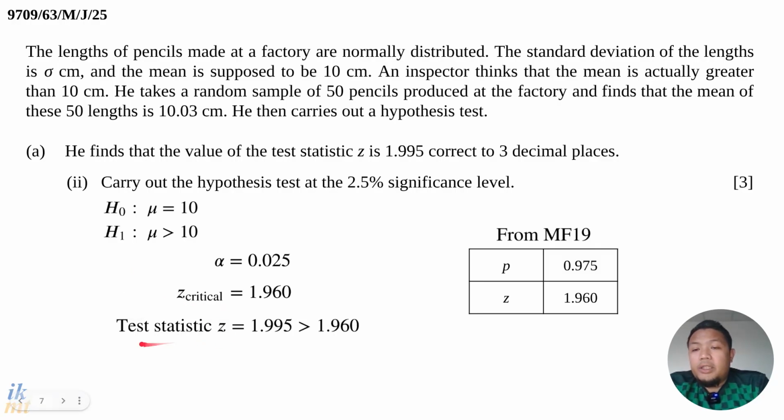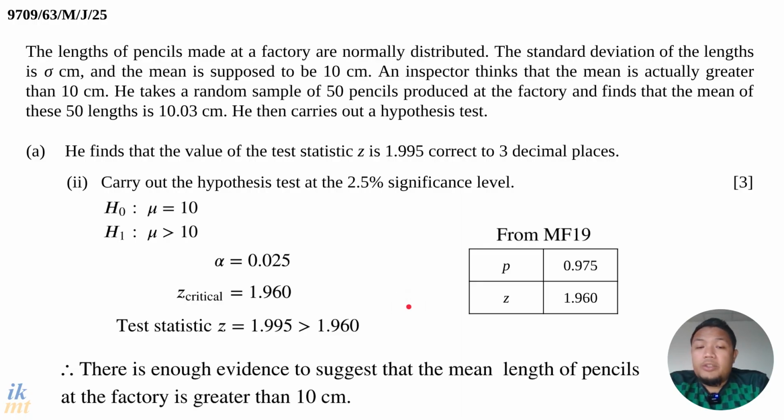So we look at our test statistic Z, right? We get it to be 1.995, and this is indeed larger than 1.96. So this means that we can reject the null hypothesis and accept the alternative hypothesis. So we can conclude that there is enough evidence to suggest that the mean length of pencils at the factory is greater than 10 cm.